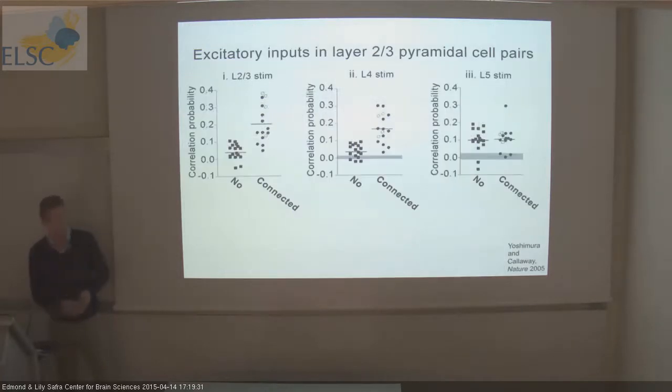So here across many different pairs, you can see this value that we call the correlation probability, the estimate of the amount of shared input. For connected cell pairs, you see here the reciprocally connected pairs in these open circles, when cells are connected to each other, they share lots of common input from layer 2, 3, and layer 4. But when they're not connected, they don't. But then for layer 5, it doesn't matter whether they're connected or not. The role of connectivity seems to be a little different. They share about 10% of their input, regardless of whether the cells are connected.